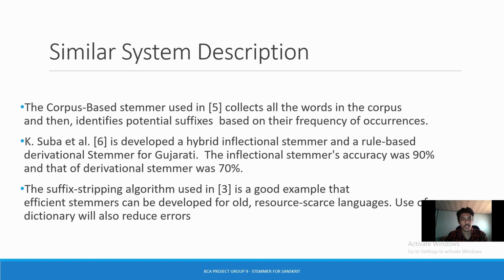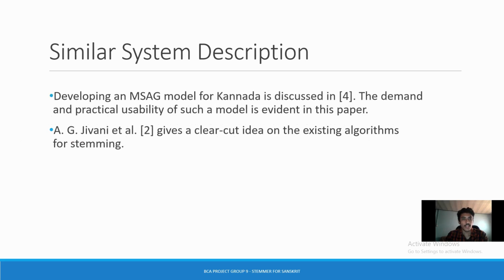The suffix stripping algorithm used in paper 3 is a good example that efficient stemmers can be developed for old, resource scarce languages. Use of a dictionary will also reduce errors. Developing an MSAG model for Kannada is discussed in paper 4. The demand and practical usability for such a model is evident in this paper. A.G. Giovanni and team in paper 2 give a clear idea of the existing algorithms for stemming.